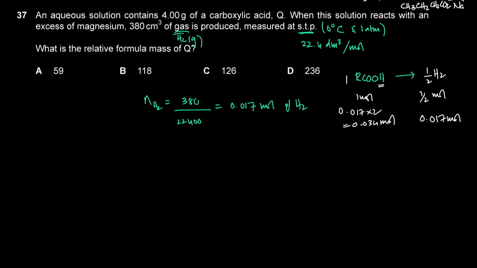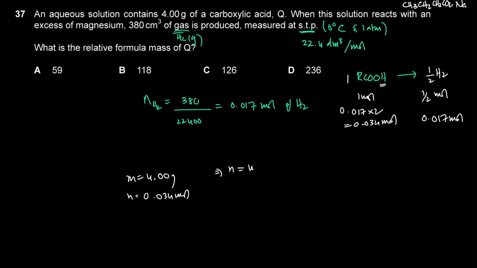Now we know that the mass of the acid is 4 grams. The number of moles is 0.034 moles, which means we can find the molar mass. The number of moles is the mass divided by the molar mass, which means that the molar mass is the mass divided by the number of moles. This is equal to 4 divided by 0.034, which gives us the MR as 117.65. If we round that to the nearest whole number, we get 118, which means that the answer is B. That is the relative formula mass of Q.